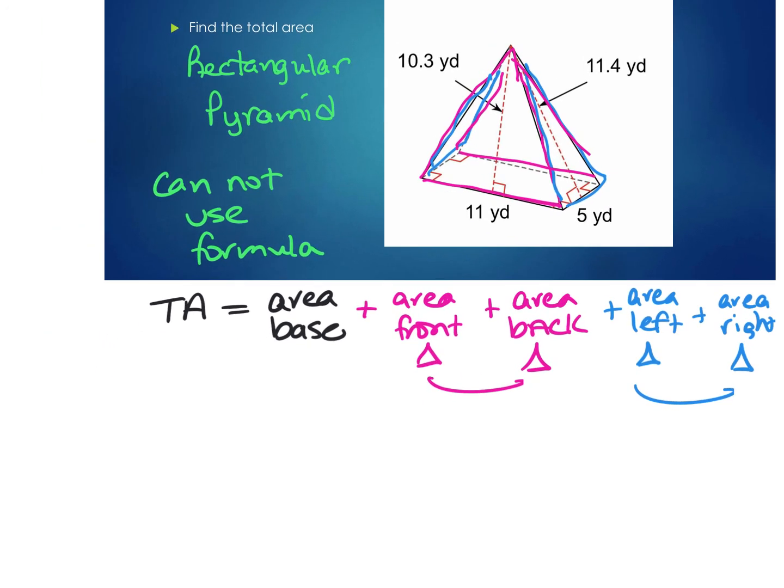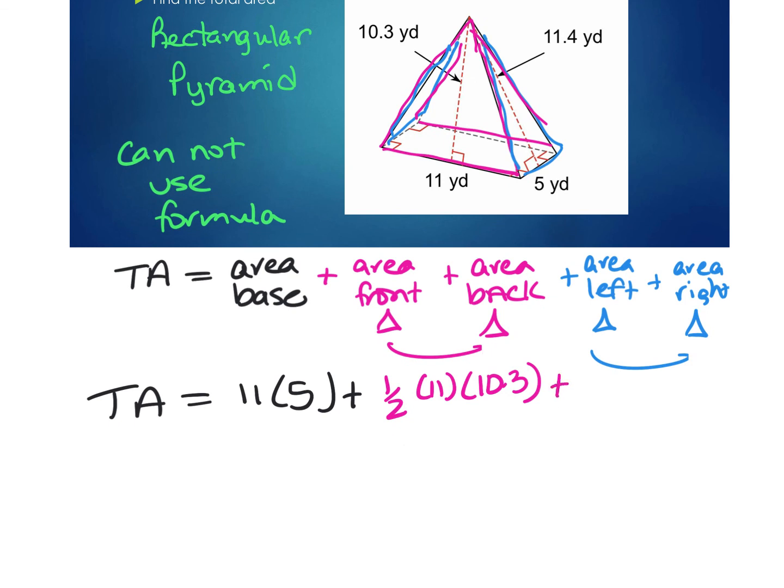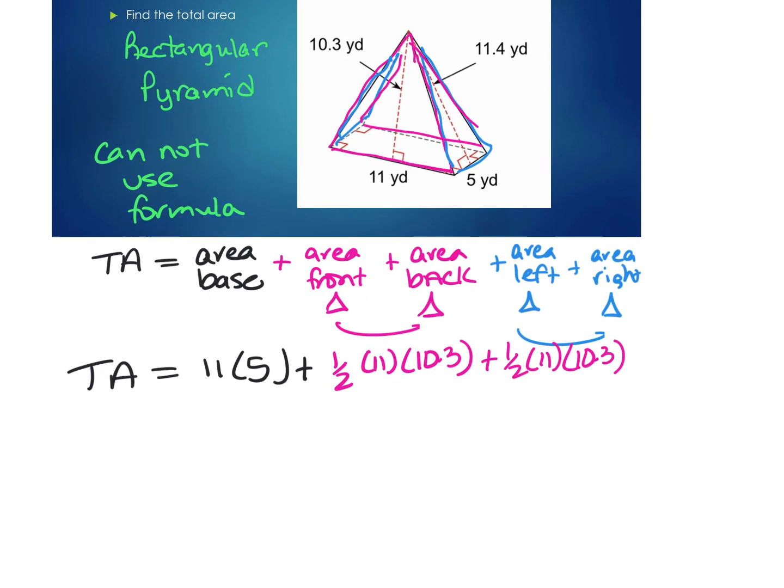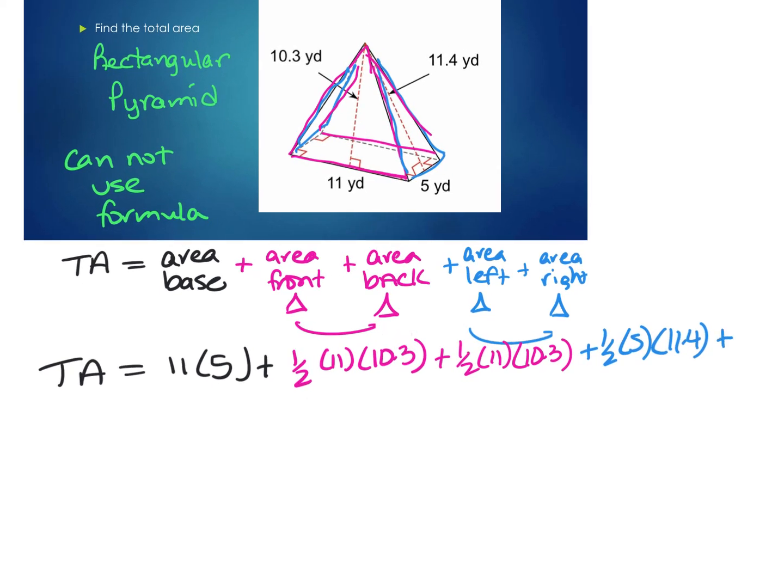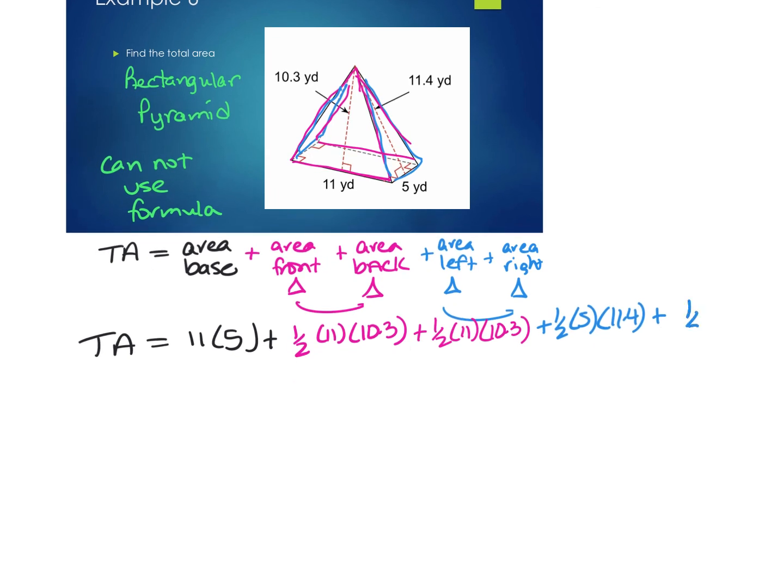So for the area of the base, it's a rectangle. So we're going to do 11 times 5. For the front triangle, remember it's a triangle, so it's 1/2 base times height. So my base is 11 and the height is 10.3. And I've got that twice. And then the left and the right would be the 1/2, 5 times 11.4. And I got that twice as well. Now, if you'd rather do it once and then times it by 2, you can do that.